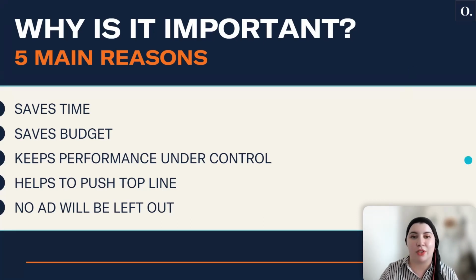Second main reason is it saves budget. So some tools give you the possibility to set a monthly budget and automate it based on that. If you're close to running out of budget, for example, the tool will reduce the bids for you and increase them when you enter the following month. Third very important point is that it keeps your performance under control. And I think that's the main reason for us to optimize campaigns.